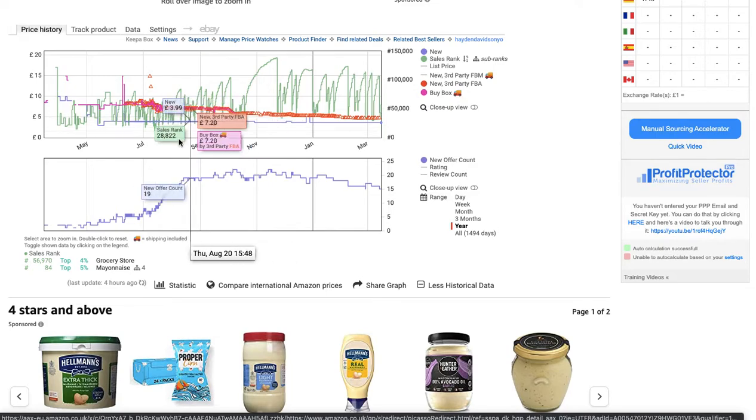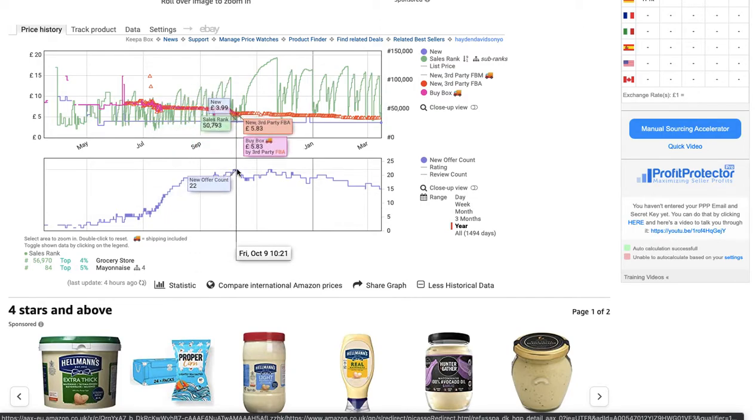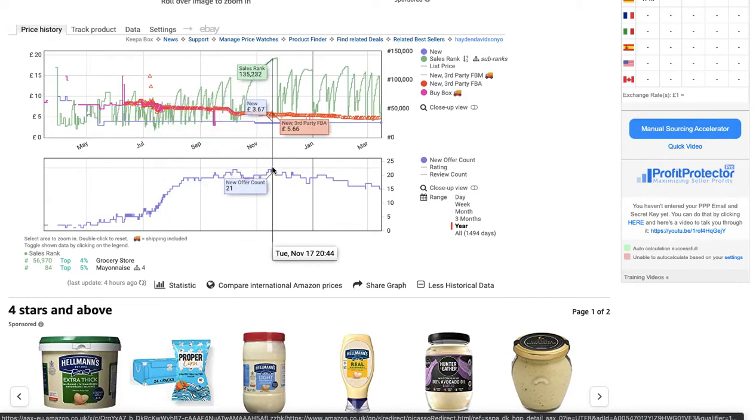The reason for that is because of the new offer count. These are sellers jumping on, sellers jumping on, and now we're at an all-time high of 22 sellers. That's driven the price down to £5.90. It's driven it straight down. Supply and demand, it's driven it straight down. This is on the way down.